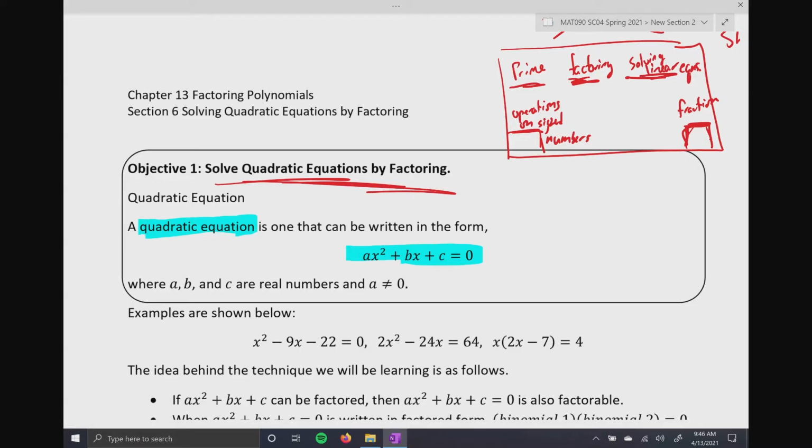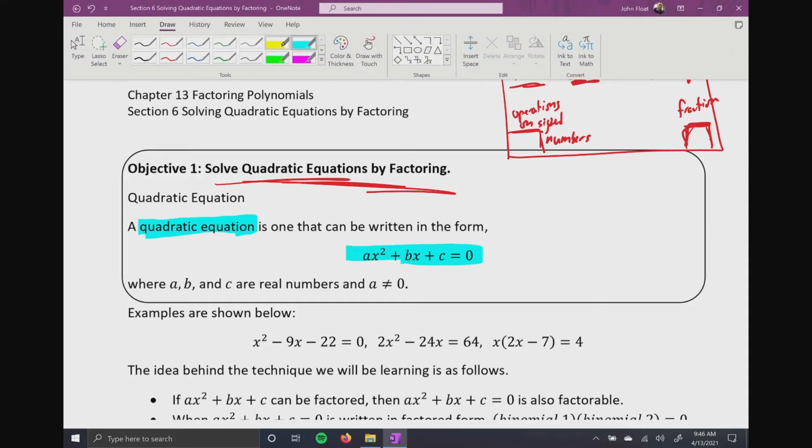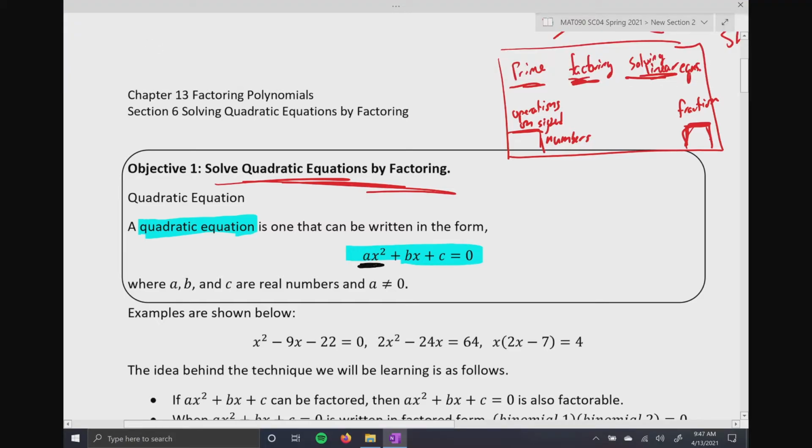Because if a equals 0, then you're just left over with bx plus c, and that's a linear equation, which you would go back into your tool shed, and you get that box of instructions labeled solving linear equations. So, if you think about this, you got 2 different techniques now for solving equations. Linear and quadratic. Now, what makes this quadratic is this term right here that I'm underlining in black. That term, ax to the second power, makes it quadratic.